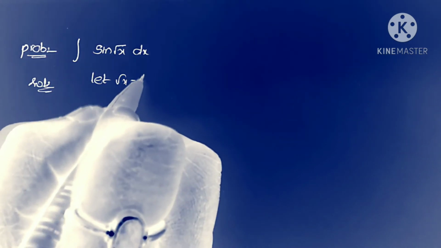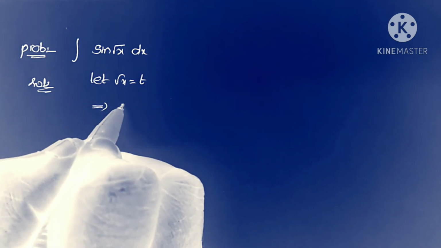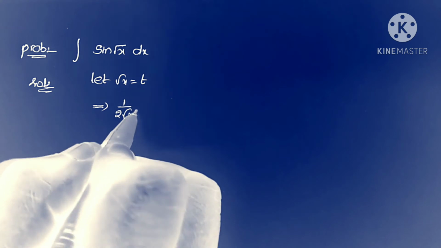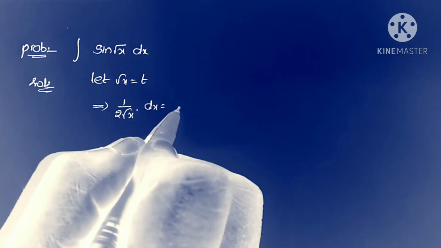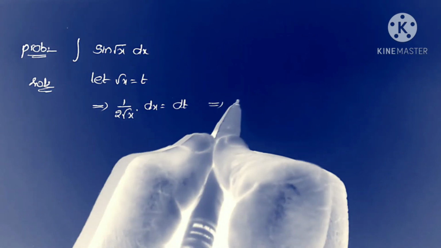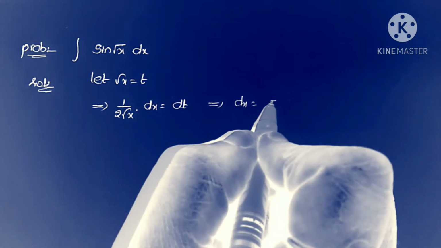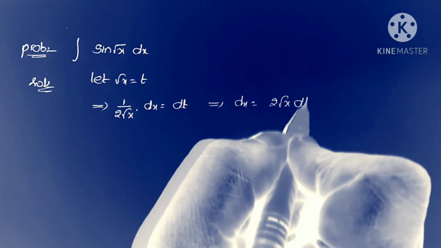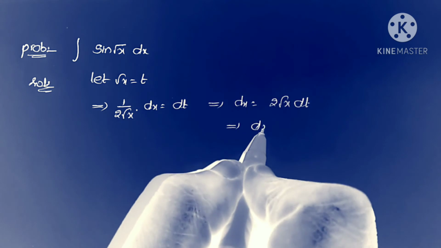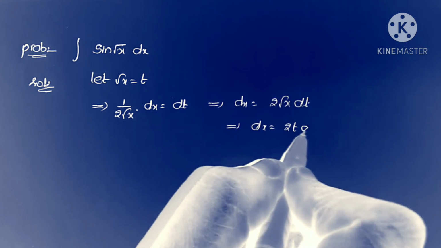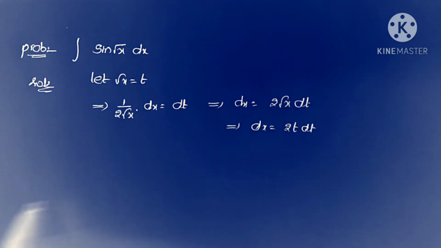This problem, integral sin root x into dx. Now first, to solve this problem, we take that root x is equal to t. Let root x is equal to t. Then what is the derivative of this equation? Root x derivative 1 by 2 root x into dx is equals to dt, which implies dx is equals to, taking cross product, 2 root x into dt, that is dx is equals to 2t dt. Root x is equal to t here, that is 2t dt.